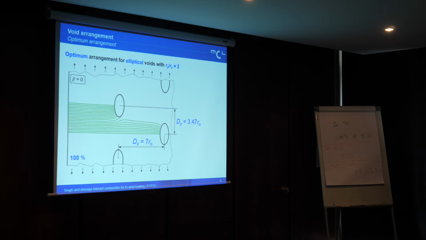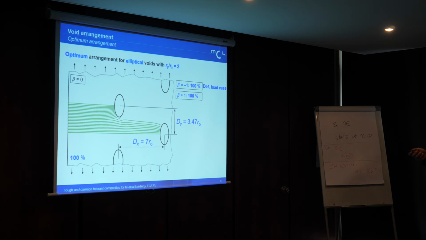To decrease the void volume even more, we can then apply elliptical voids. As we've seen before, the voids with aspect ratio 2 are the best combination of trapping zone size and fracture resistance. So with this arrangement, we obtain an efficiency of 100%, and also for the other load cases, we achieve a trapping efficiency of 100%.